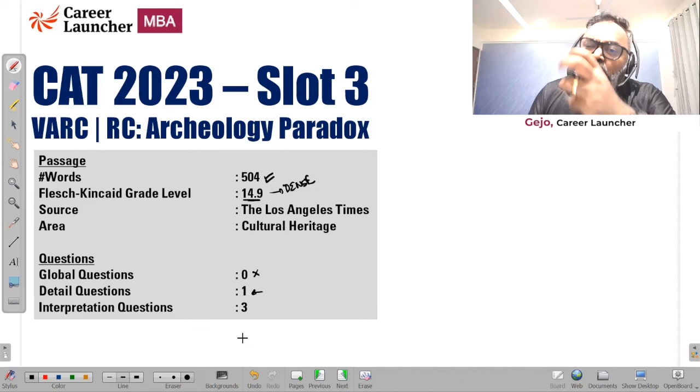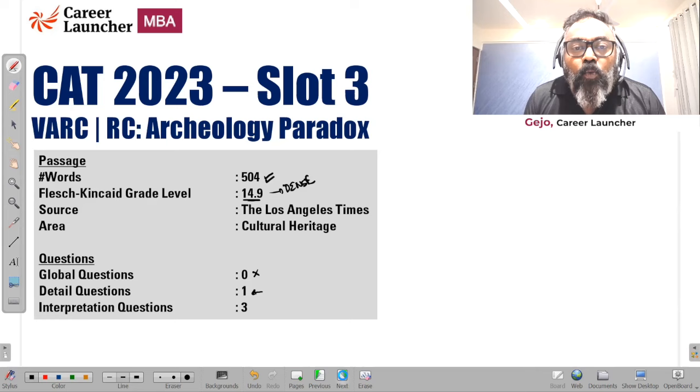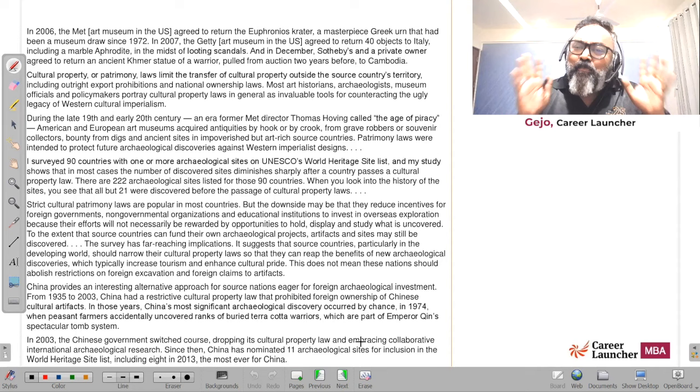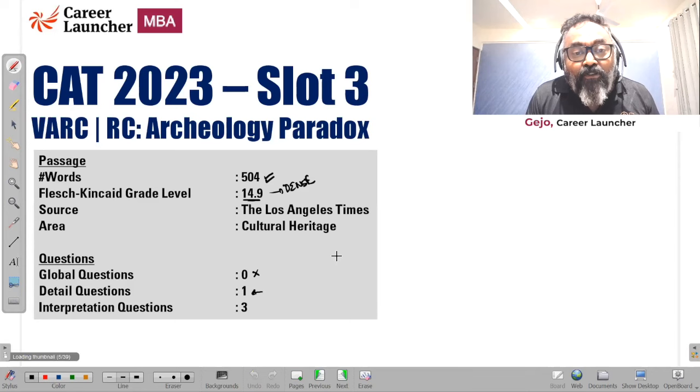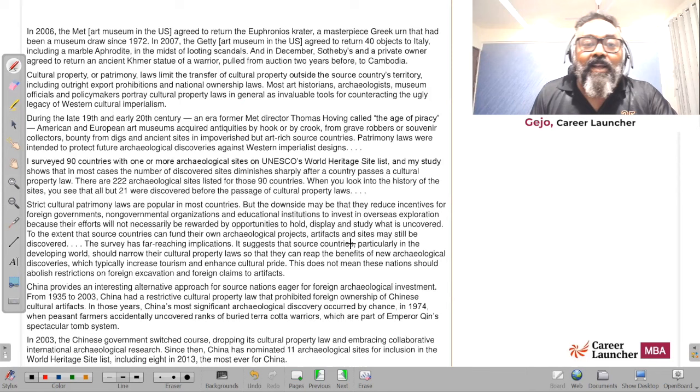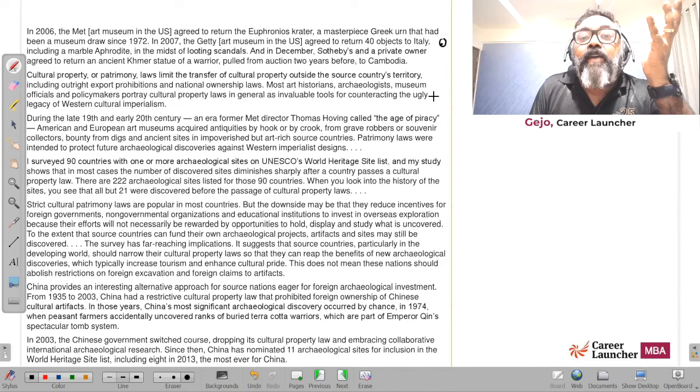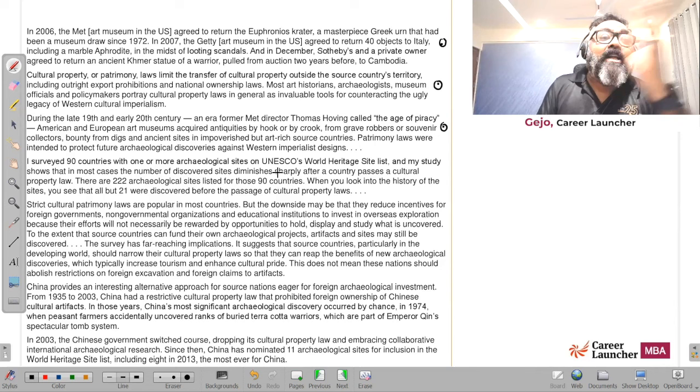All right. So let's give it a go and look at what the passage is trying to say. One of the things that you notice here is that it seems very long because there are too many paragraphs. You know what happens when there are too many paragraphs? These blank spaces also get created and therefore push it. In fact, the passage is just 504 words. It doesn't look like 504, but it is only 504 words. All right, so let's try and get the key idea of each paragraph and make sense of what the passage is trying to tell us. So let's start with paragraph number 1.